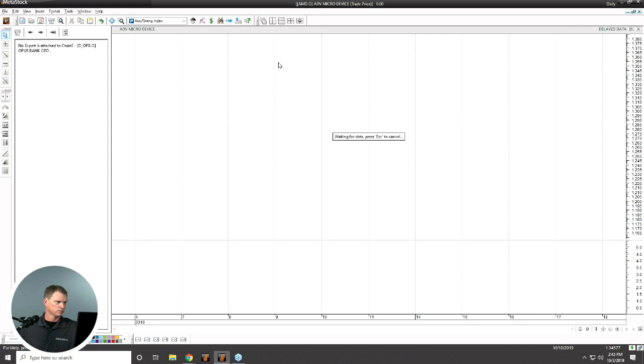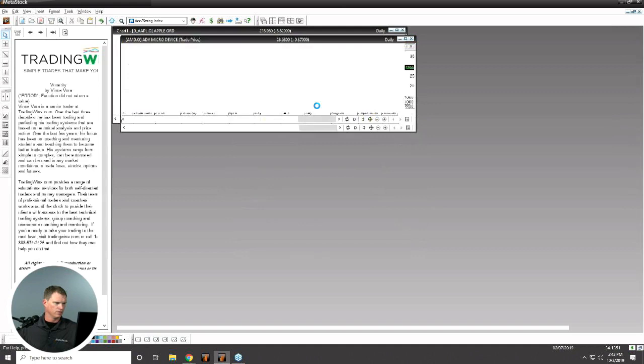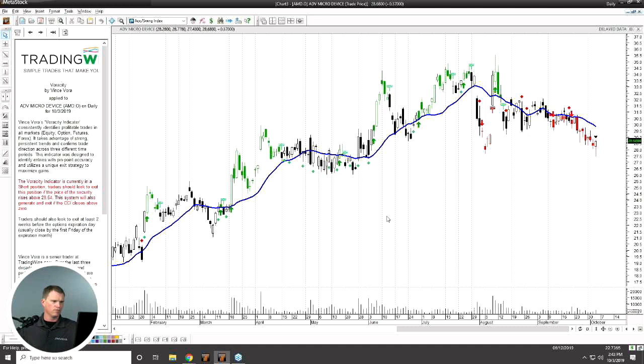And let me quickly apply the template really fast. I didn't have that one on there. Okay, so here's another great example of how Voracity could keep you out of the trade or help you stay out of a bad trade.